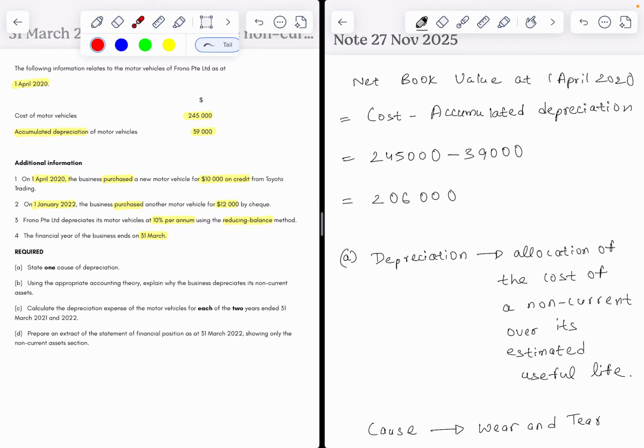So based on this information that are given, we can capture the net book value at 1 April 2020, which refers to the economic benefits that are still available for consumption by the business, and the net book value can be derived as the difference between the cost and the accumulated depreciation. The cost, which is given to us at $245,000, and the accumulated depreciation is given to us at $39,000, which therefore gives us a net book value of $206,000. Okay? We are then given some additional information, and then the first requirement is to state one cause of depreciation.